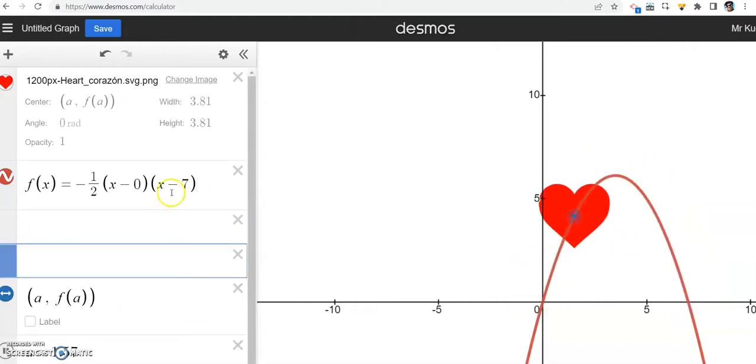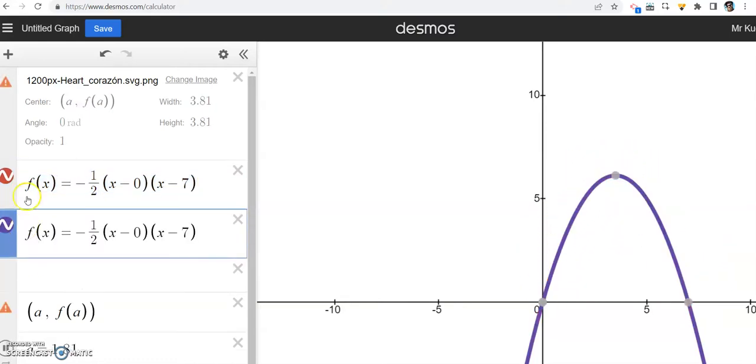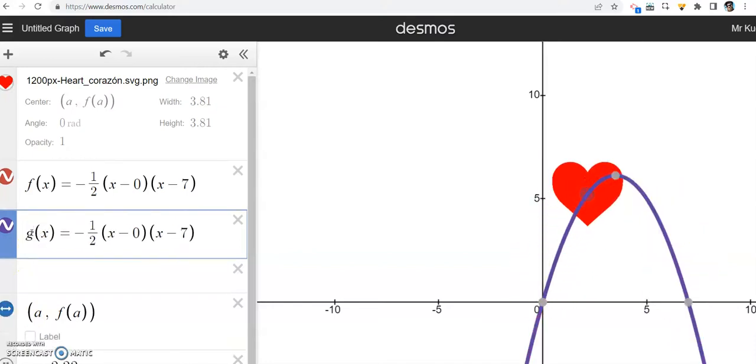So down here, give some space. Copy this equation, Control C, paste it. Now we can't call both of them f of x. It's going to get confused. So this one will be called g. And we'll split it to this side.